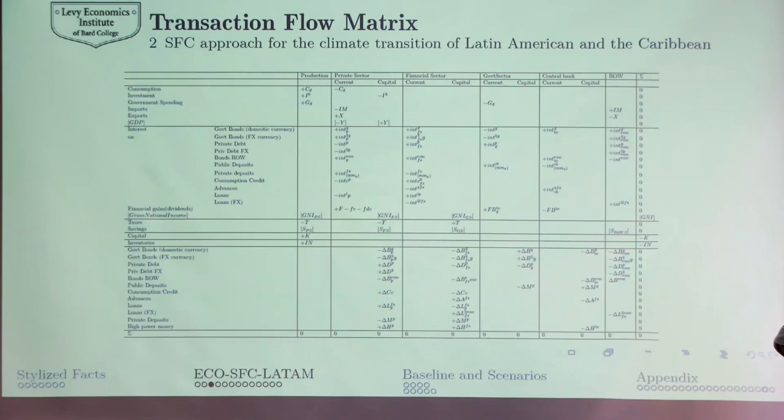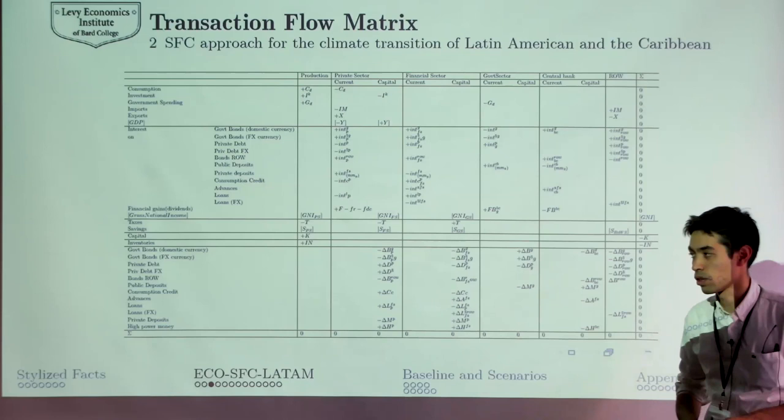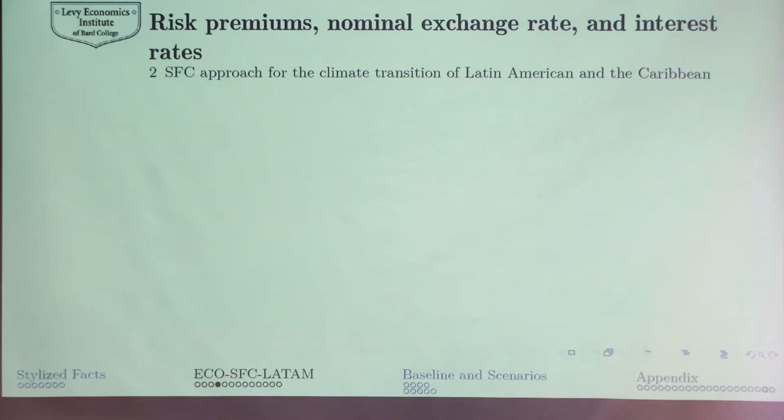And that is not visible here because this is a previous version of the transaction flow matrix. We originally had in our model a single household. We didn't have classes, and in this version of the model we introduced the separation between workers, wage earners, and profit earners, who both receive the profits from the firms and also from the financial sector.